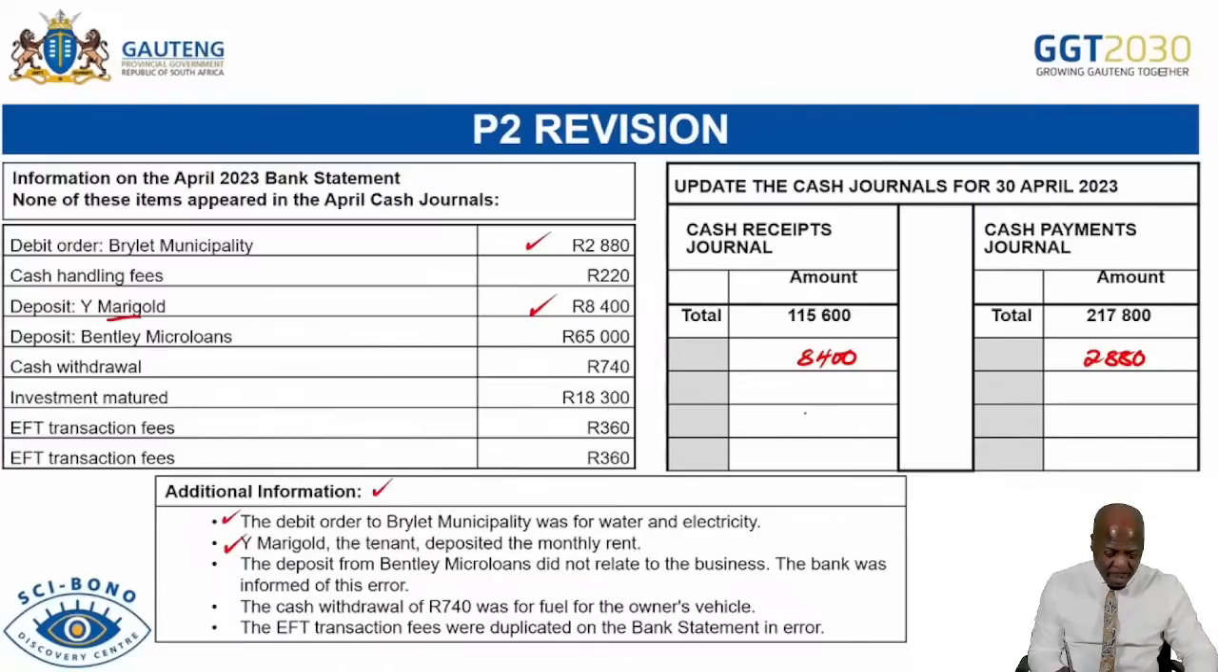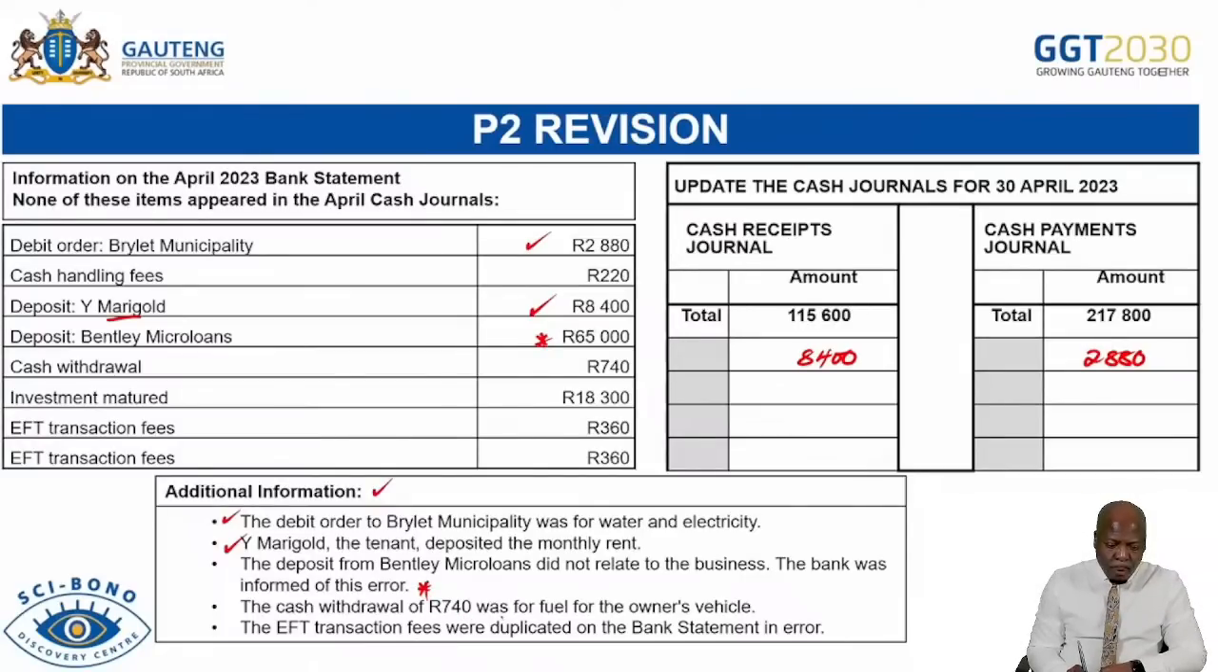So we come here, we have our 8,400. The next one reads, the deposit from Bentley Microloans did not relate to the business. The bank was informed of this error. Okay, so we have a deposit here, which is that one and that one. I want you to look at this one, and in the next slide, I'm going to deal with that one, because we will correct it on the BRS. So here I don't have my BRS on this slide. In the next slide, I'm going to explain this particular transaction. So just put a star on it, and then we're going to come back to it. Let's go on to the next one.